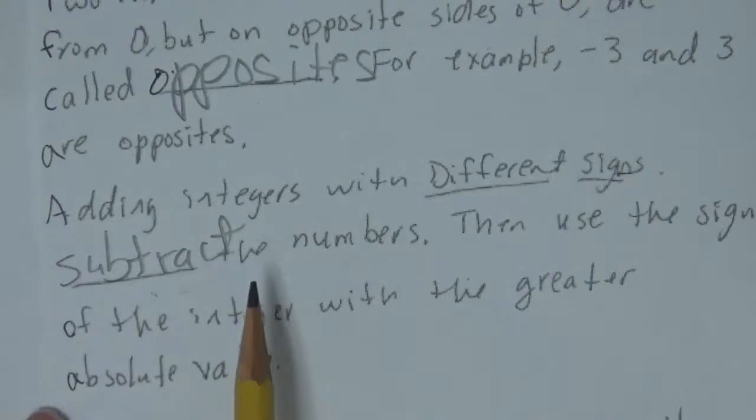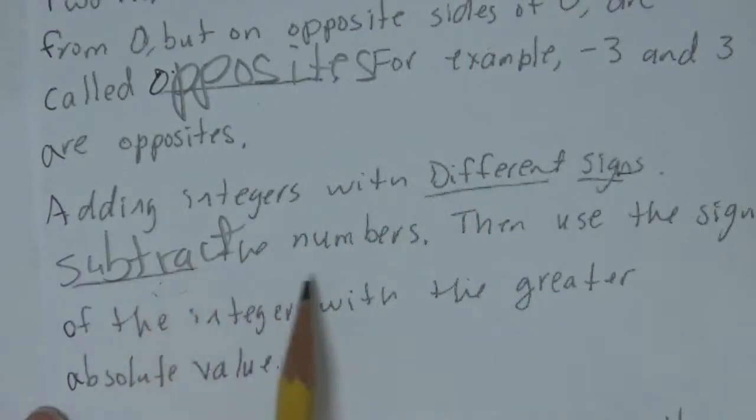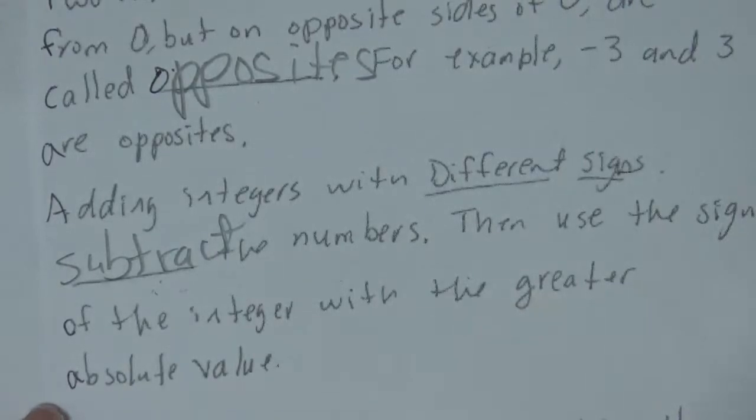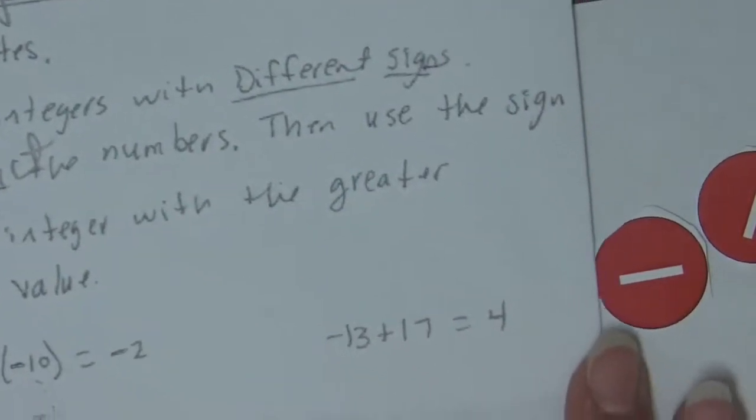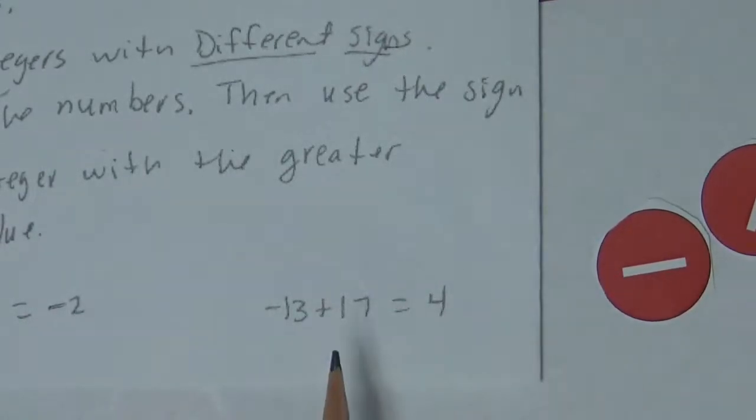Adding integers with different signs, we subtract the numbers and then use the sign of the integer with a greater absolute value. Okay, it takes some practice. It does. This does take some time.